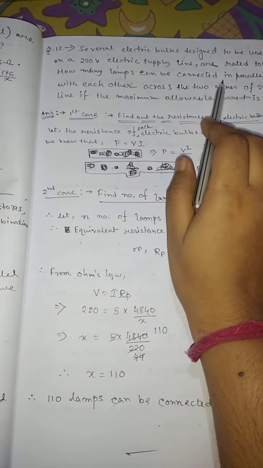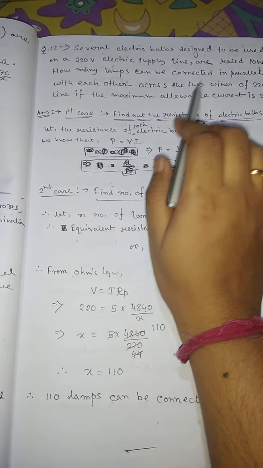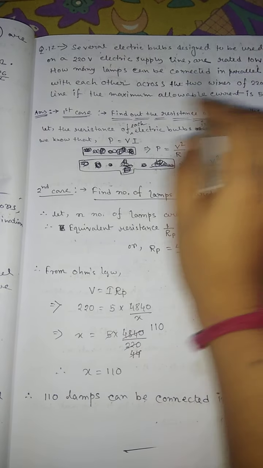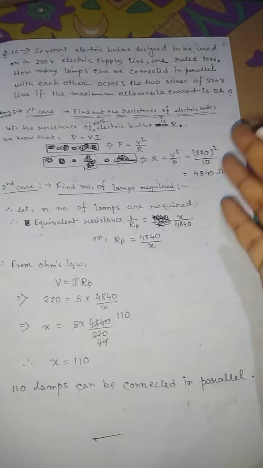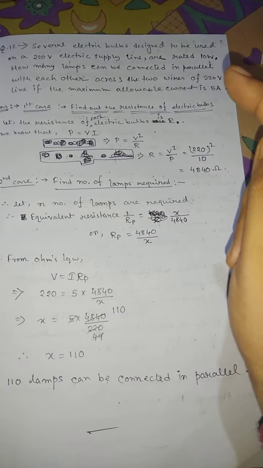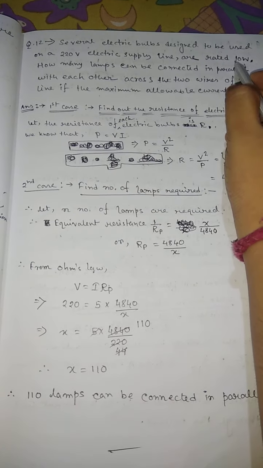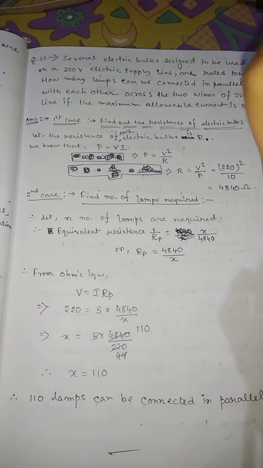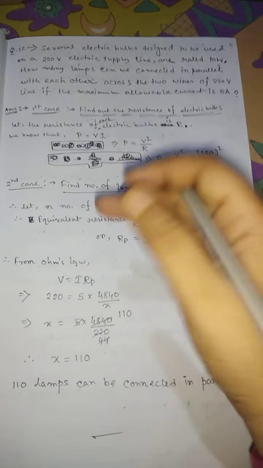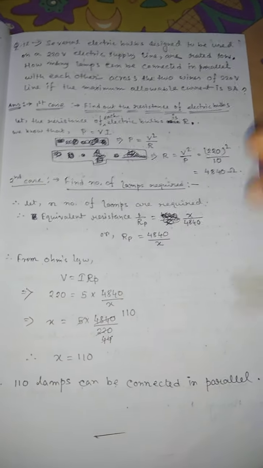How many lamps can be connected in parallel with each other across two wires of a 220 volt line if the maximum allowable current is 5 ampere? So there are two cases. First of all, because power is given, we find out the resistance of each electric bulb. Then we find out the number of electric bulbs or lamps required.